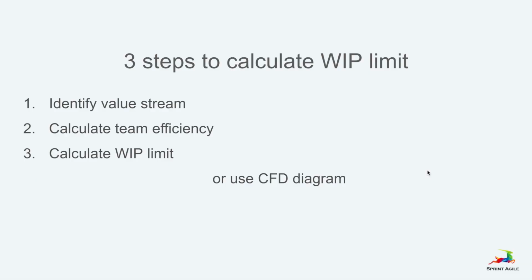Okay, to calculate our WIP limit, the first thing we need to do is to identify our value stream, which is all the steps we need to take to deliver value to our customer. Then we calculate team efficiency, and then we calculate WIP limit. If you use Jira or similar tools, then you can alternatively generate your cumulative flow diagram, or CFD, and then figure out what your WIP limit should be, which I'm going to cover at the end of this video.